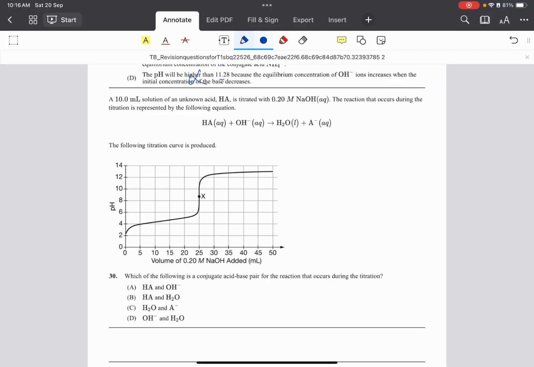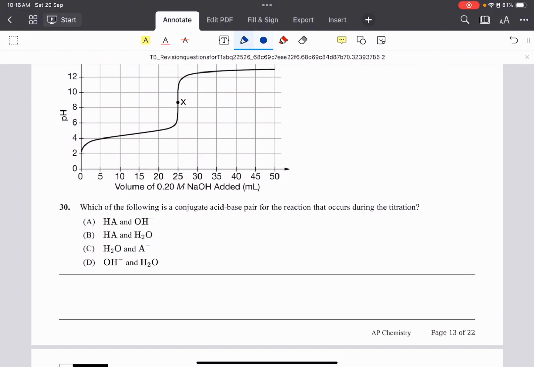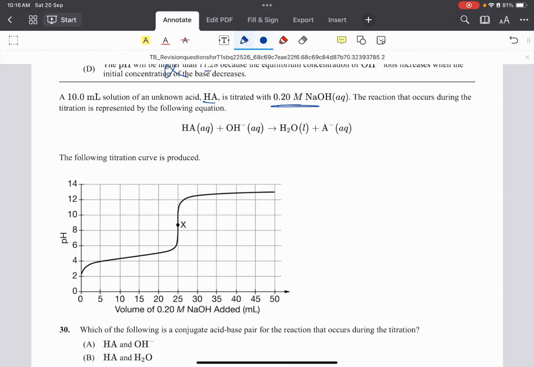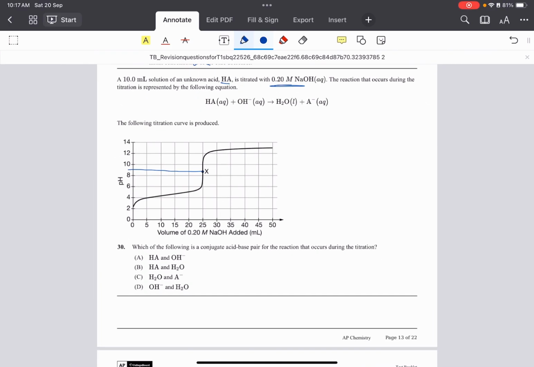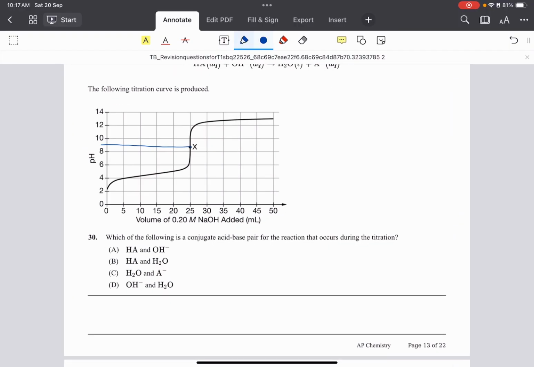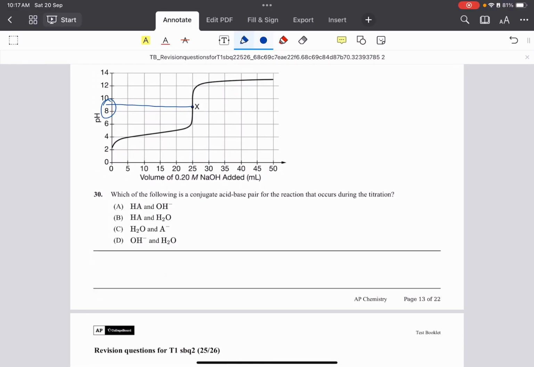Now, 10 milliliters of a solution of unknown acid HA is titrated with 0.20 molar NaOH. The reaction that occurs during the titration is represented by the following equation. Here we're looking at a titration of an acid with a base. I know that we didn't take titration, but we can still read the question. However, this is a weak acid because the pH at equivalence is not 7. Anyway, let's not focus on this.